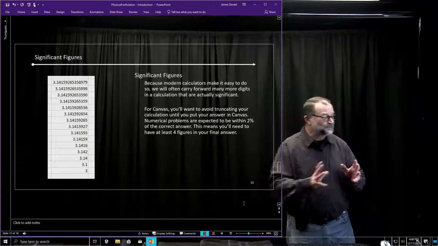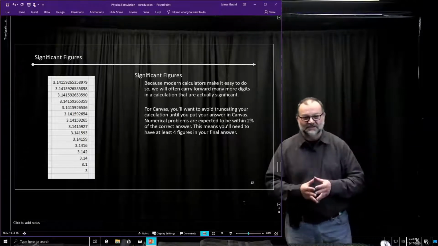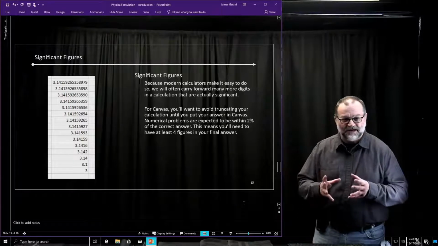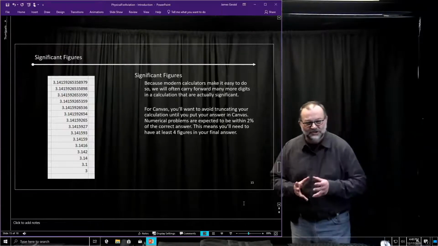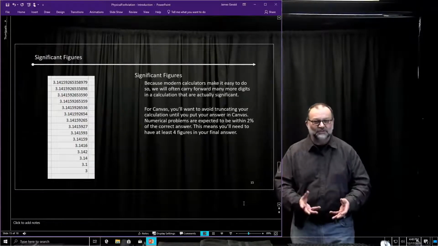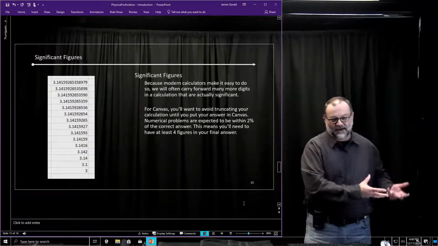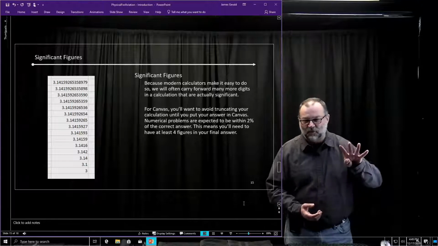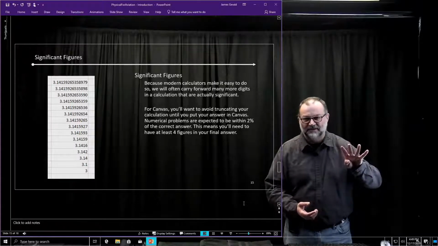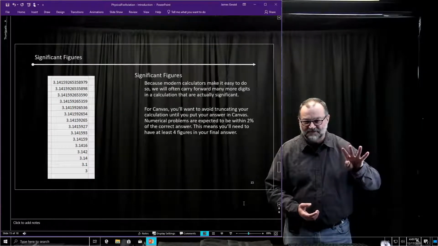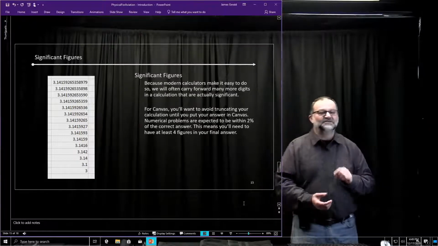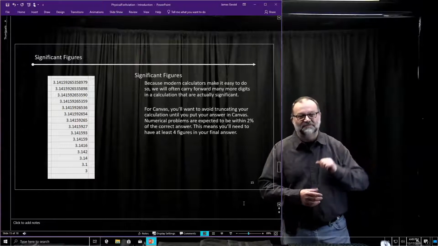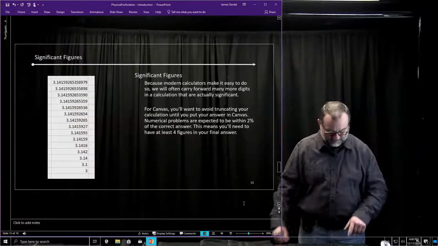Significant figures. Don't stress about significant figures. Don't really spend time on them. Actually, what I want you to do is put everything into Excel. Let Excel do the calculations. And at the end of the problem, I need 4 digits from you. All right? I need 4 significant figures from you, because Canvas is looking for an answer that's within plus or minus 2%. And if you give me 4 significant figures, I know you're there. All right?